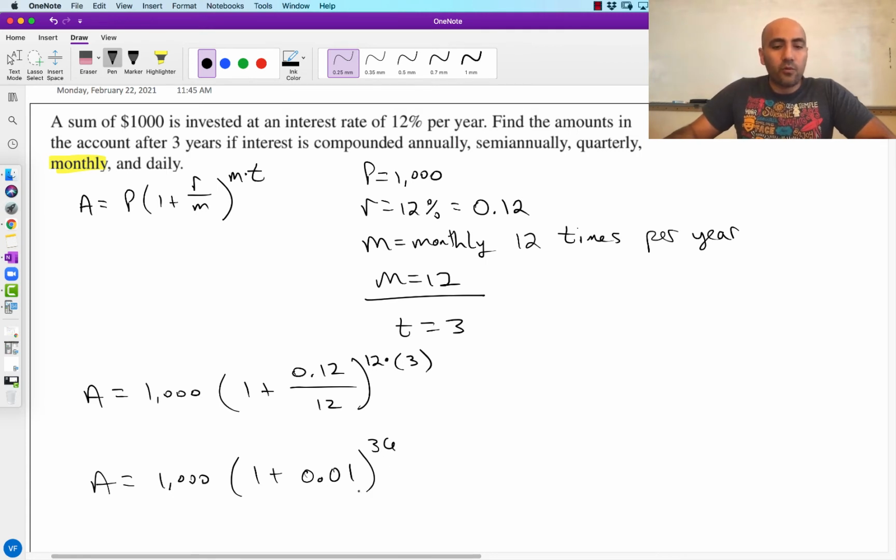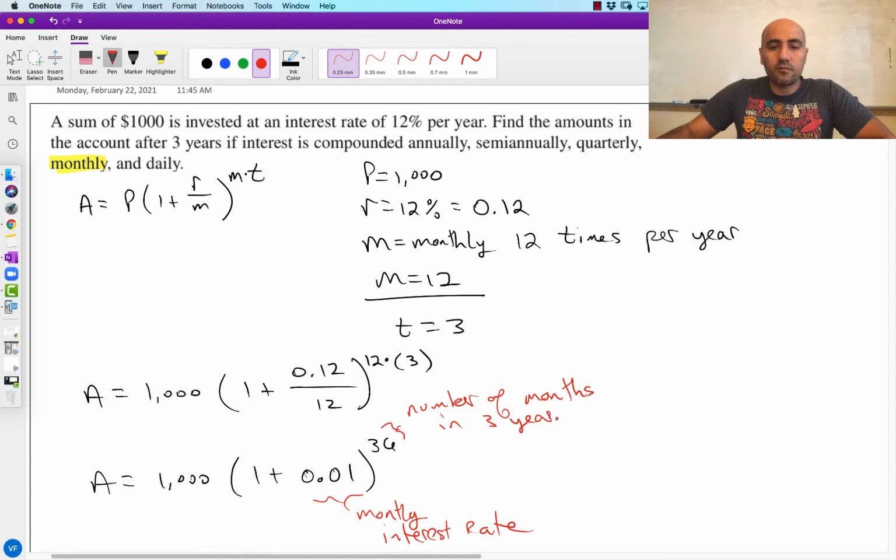Okay, so again, remember what we've done here is we've made these two match. We've turned it into the monthly interest rate. And now this guy up here is the number of months in 3 years. I think of it as the number of statements because I think of it like a bank account.